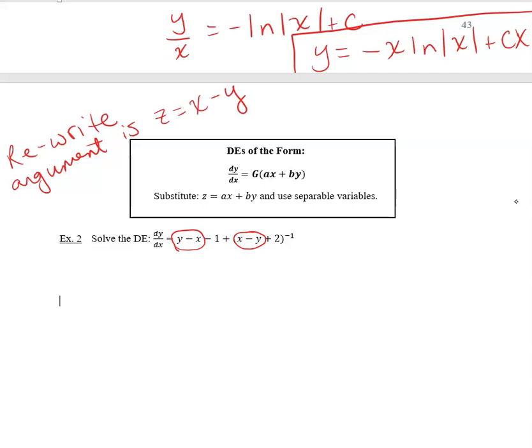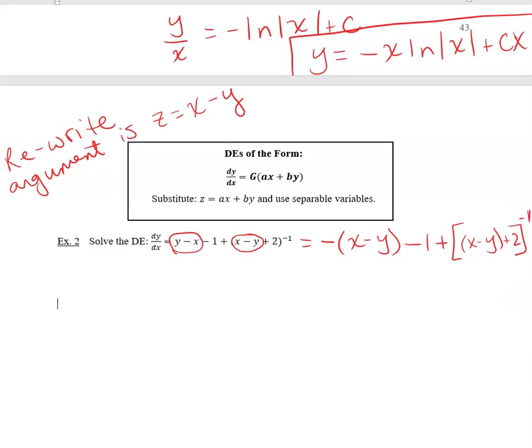And so how can we get that out of this expression? Well, I'm going to write these first two terms as negative x minus y, and then I've got a minus 1 after that, plus, and then I'm going to do a little box here, and I'm going to write the second expression as x minus y plus 2, and all of that raised to the negative first power.